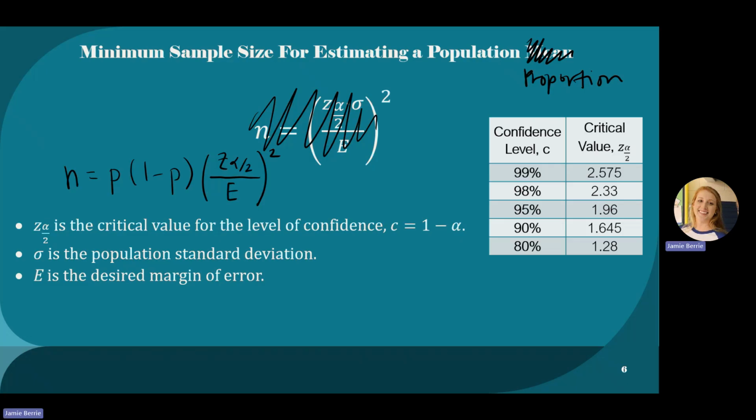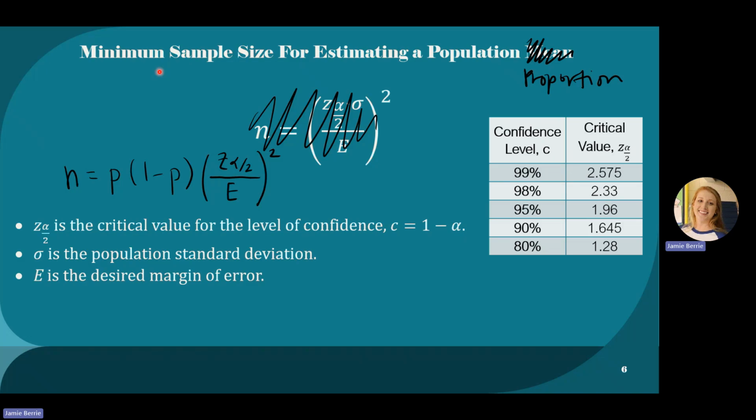All right, so you can see that our table of our critical values is the same. Our formula is just slightly different. All right, so this again, if you recall from, I think it was 8.1, where we first learned about this formula.